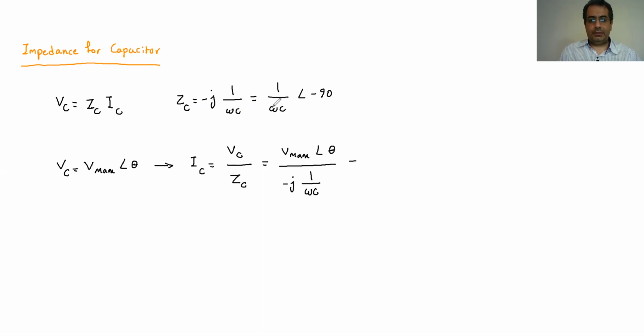Instead of writing a negative j, let's write ZC as 1 over omega C with angle of negative 90. We know that we just divide the magnitudes and subtract the angles. So the magnitude is going to be omega C V max, and the angle is going to be theta minus negative 90, which is going to be theta plus 90.